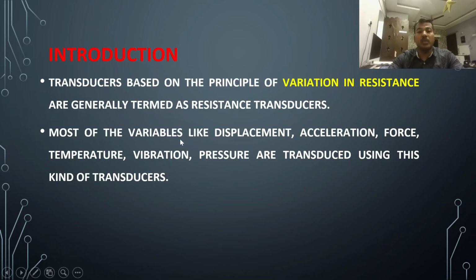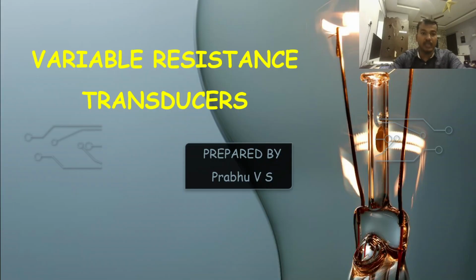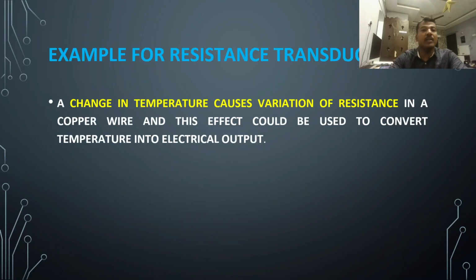So most of the variables like displacement, acceleration, force, temperature, vibration, pressure are transduced using this kind of transducer. For example, if a particle is being displaced from one place to another, this will cause some changes in the resistance, and because of this the electrical property changes. So we are able to measure the change in the displacement or acceleration or force or temperature. These are generally called variable resistance transducers.